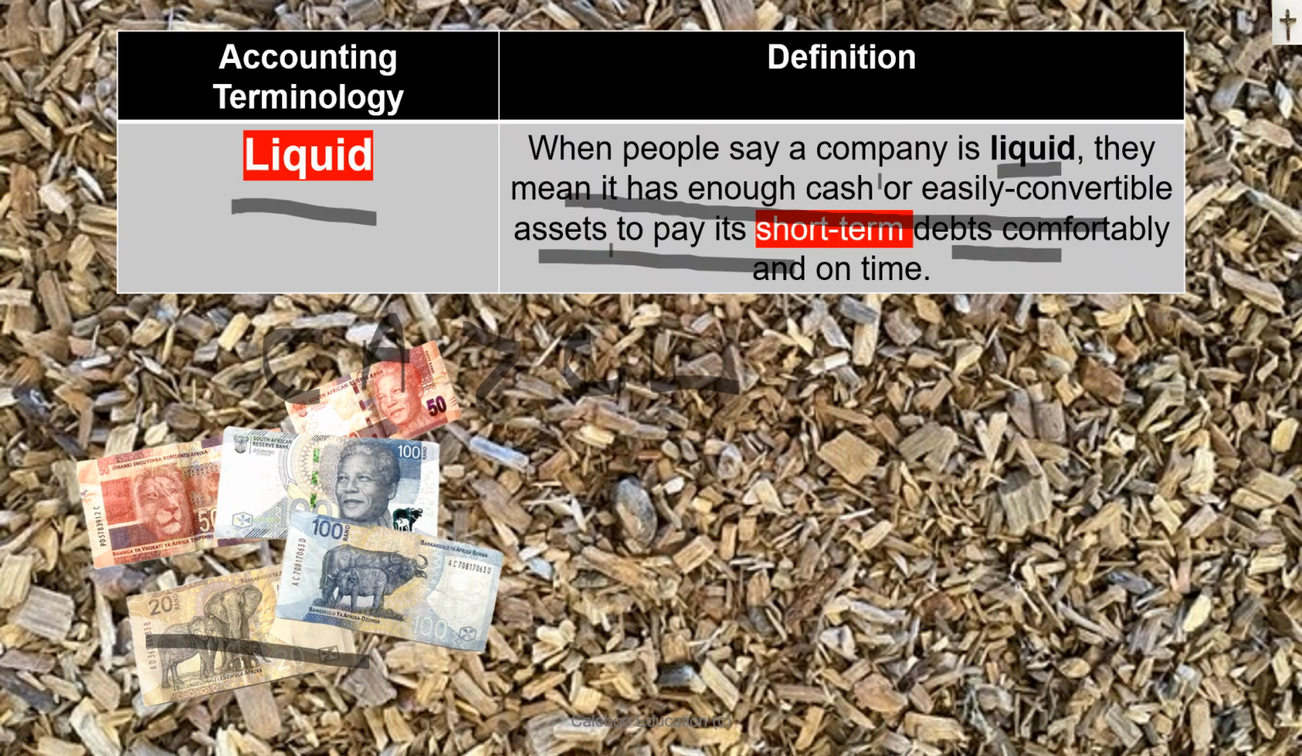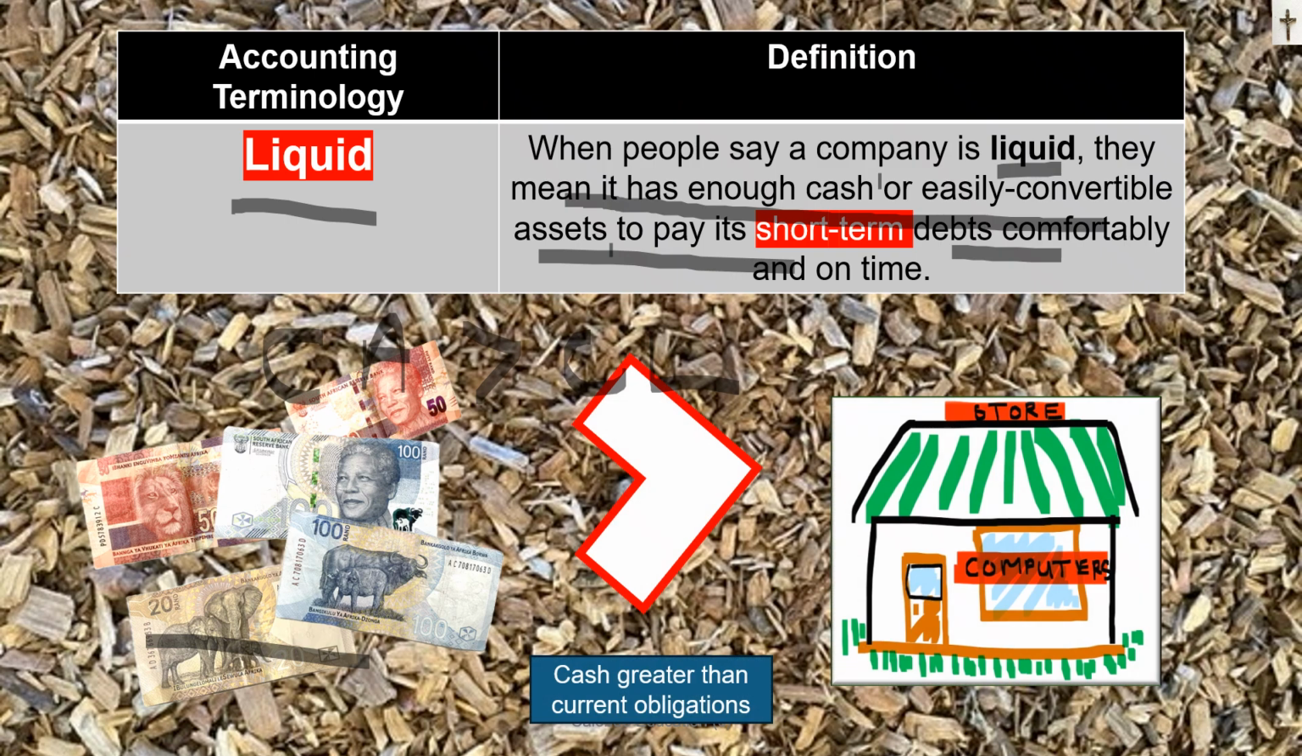So there needs to be enough cash or assets that are quickly converted into cash, and the cash needs to be greater than the current liabilities. This is our supplier, the computer store, which is a current liability. Current assets must be greater than current liabilities for the business to be in a liquid position.